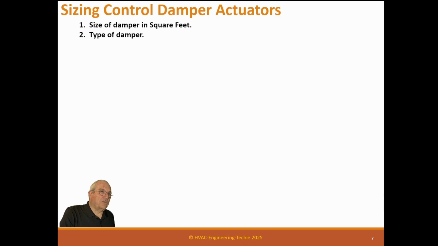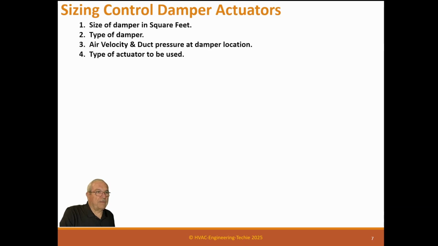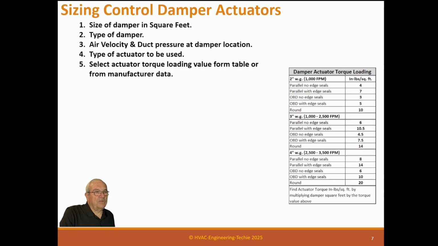Size of damper in square feet, here's how you actually do it. Type of damper, air velocity and duct pressure at damper location. Type of actuator to be used. Select actuator torque loading value from the table or from manufacturer's data, either one. The manufacturer may have the data, or you can use this table.